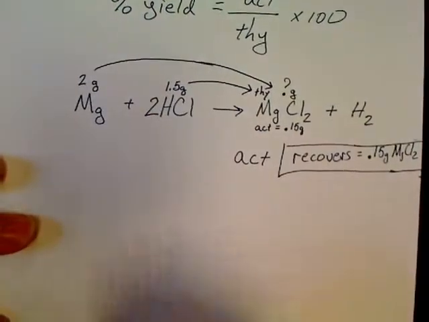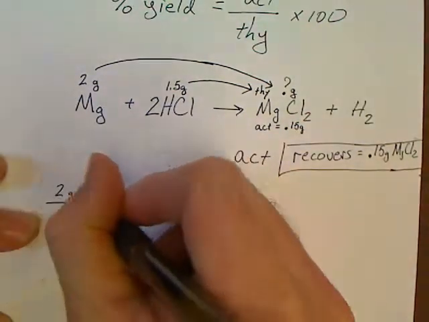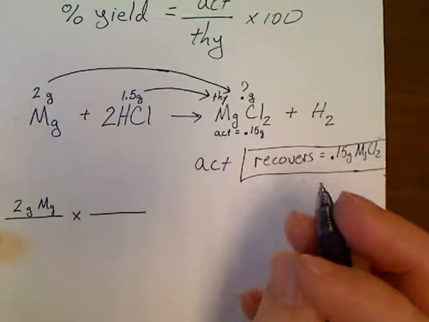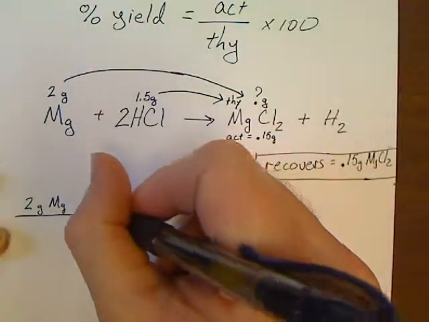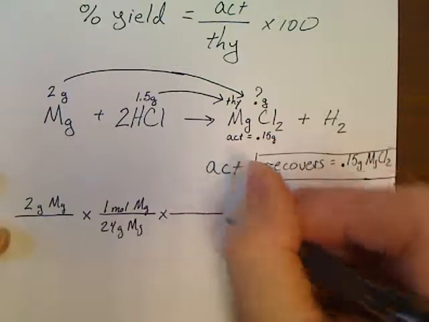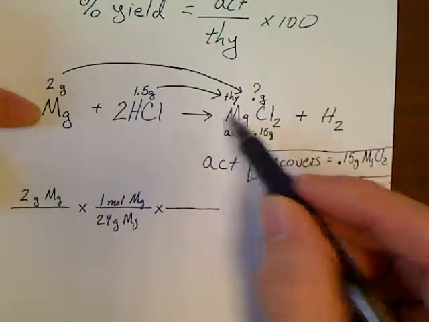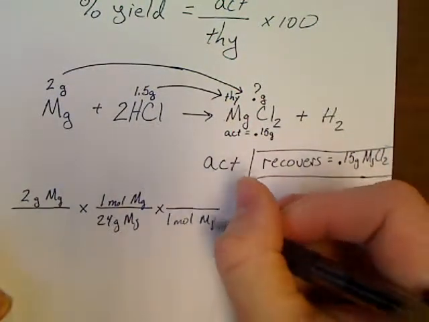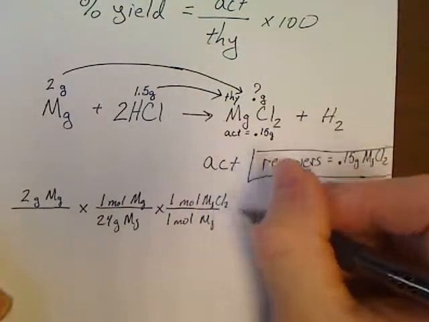So I'm going to start this problem off first with 2 grams of Mg. Draw my line, put my X, draw my line. Magnesium weighs 24 grams per 1 mole. Put my X, draw my line. My molar relationship is 1 mole to 1 mole. So for every 1 mole of Mg, I will make 1 mole of MgCl2.